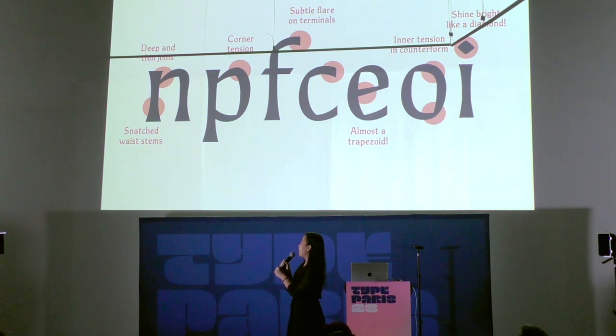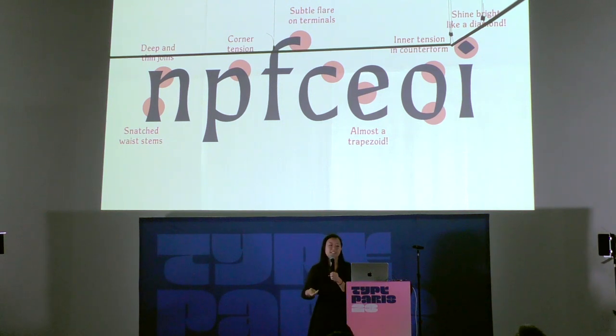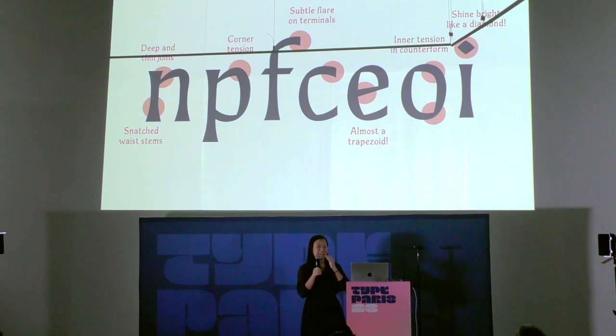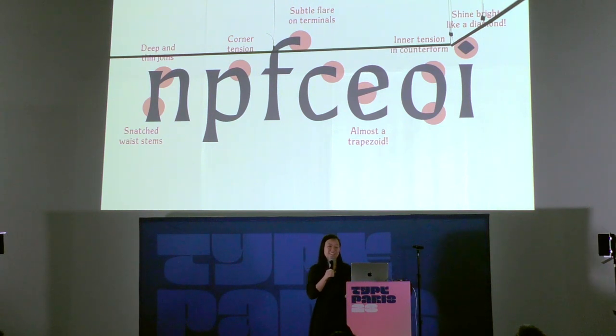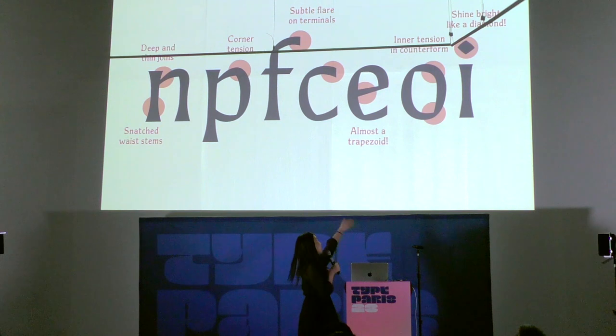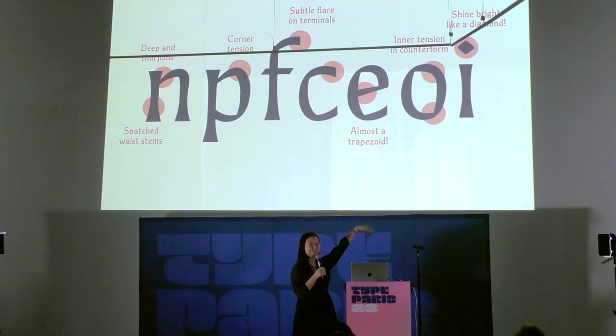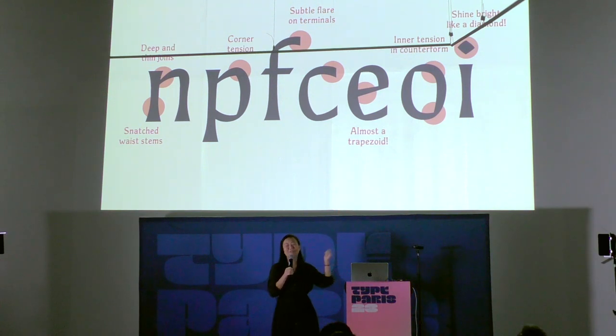And then we have this corner tension that happens in a bunch of the curved shapes where it's curved on the outside, but then you have the toothing on the inside. So there is both action going on at the same time. And lastly, we have a diamond tittle, period, and comma, because we want to shine bright like a diamond.